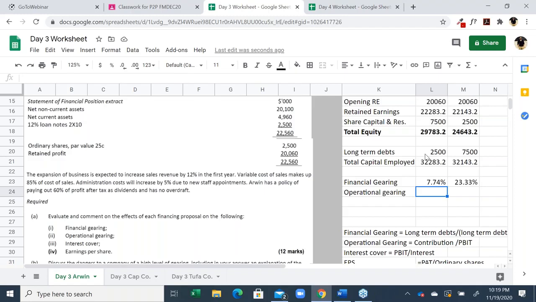That's why the formula is contribution divided by PBIT, because the difference between contribution and PBIT is the fixed cost. So if this ratio is higher, it means the gap between contribution and PBIT is higher. And if the gap between these two figures is higher, it means your fixed costs are higher. And if fixed costs are higher, it means you have a high business risk.